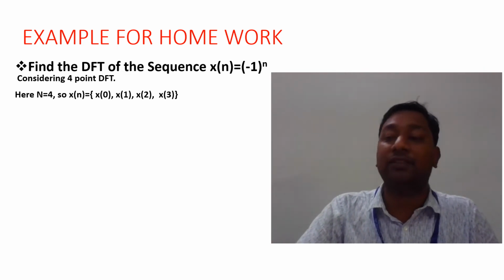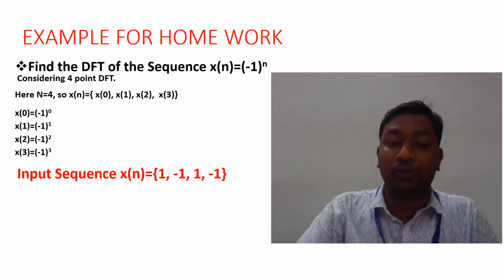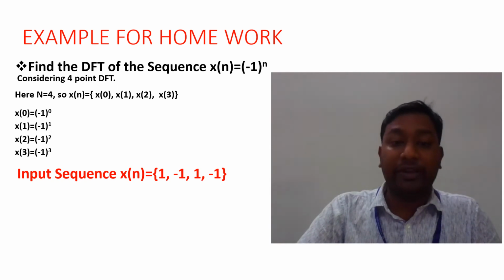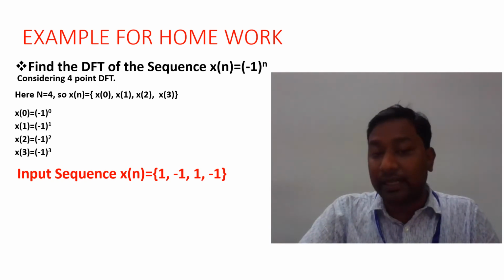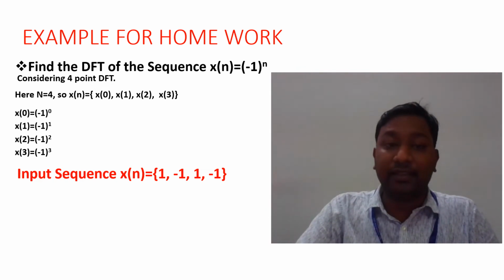So what is the value of x of 0? Minus 1 whole to the power 0, anything to the power 0 is 1. Minus 1 whole to the power 1 is minus 1. Minus 1 whole to the power 2 is 1. And minus 1 cube is minus 1. So that is the sequence. After finding the sequence, it is the same problem we have done in the last class or last slide, to find the DFT of the sequence.